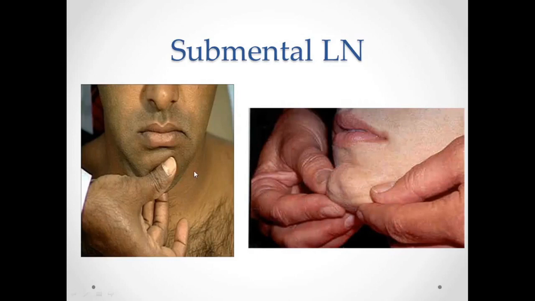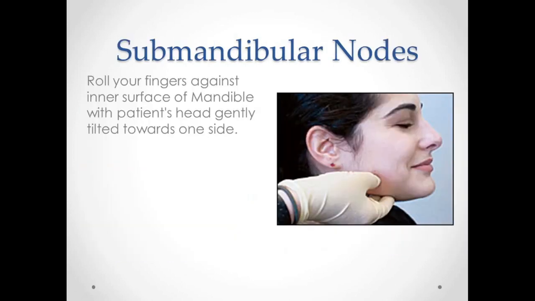Here, submental lymph nodes. You can examine them by two maneuvers, either by this maneuver or from the back. And this is submandibular nodes. Curl your finger against the inner surface of the mandible, and the patient's head is gently tilted toward one side.